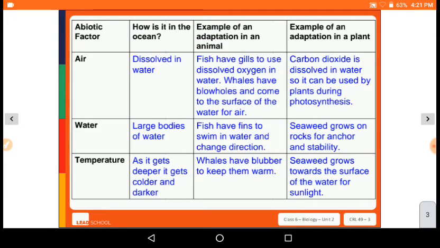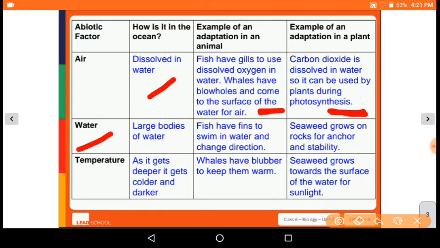So first I'll write air, the abiotic factor. Oxygen is dissolved in water. Fish have gills to use the dissolved oxygen in water. Whales have blowholes and come to the surface of the water. Next, carbon dioxide is dissolved in water, so it can be used by the plants during photosynthesis.